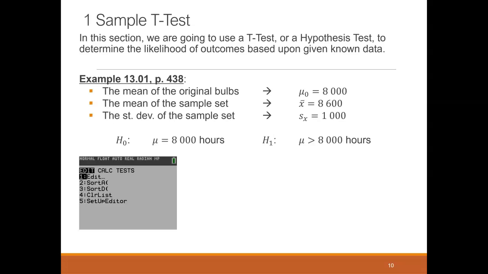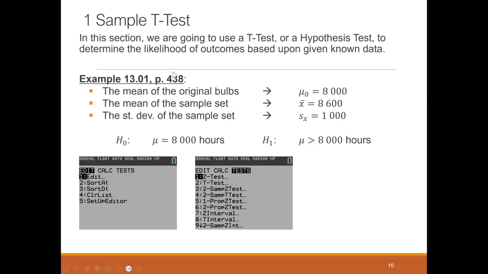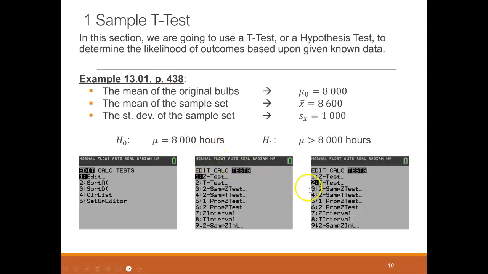So, you should start by pressing the Stat button. Once your calculator is turned on, you'll press the Stat button. And then you'll move over to the Tests tab. And you will move down to the t-test, which is option number 2.